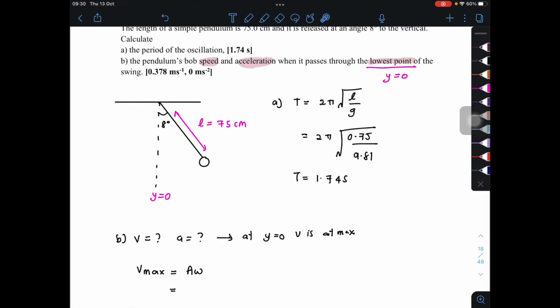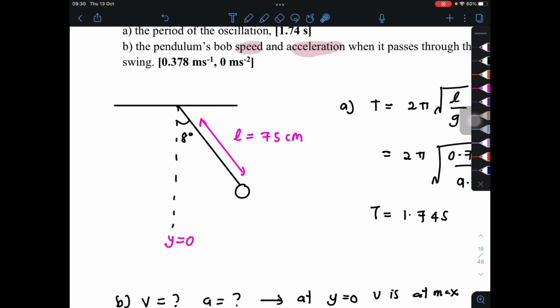How do we find the amplitude? Since this is the point where the pendulum is being released, this is the amplitude. It is the maximum point because it is being released at this angle. So we want to find the value here, and we can find it using Pythagoras.